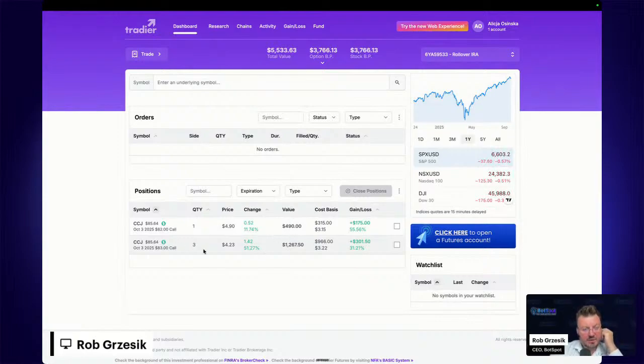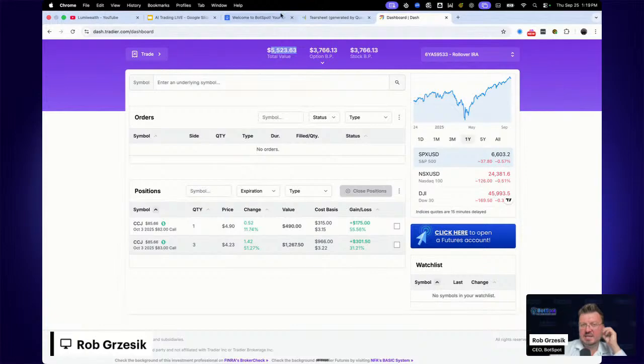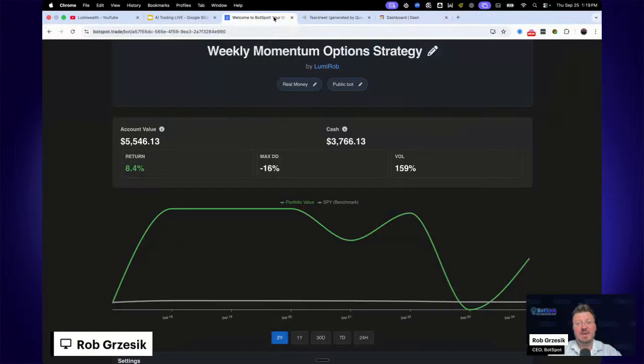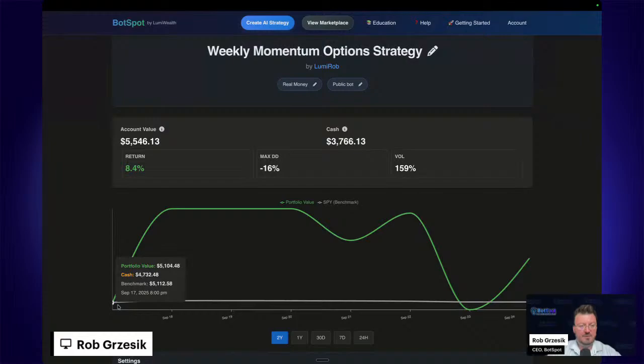We have 3 options at what is the strike price? This is 83 strike price, and then we have one option at 82 strike price. Okay, so this is what we currently own in the account. We could see that we hit $5,500, which is up from what we started last week. So I went from 5,100 to 5,546. So we're up about $450, guys. That's pretty nice. I'll take it, especially on a down week.